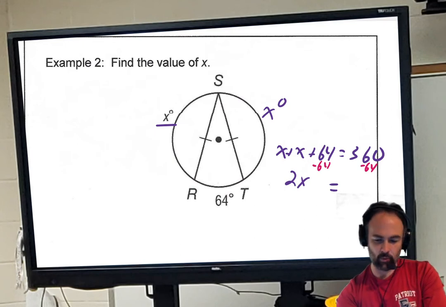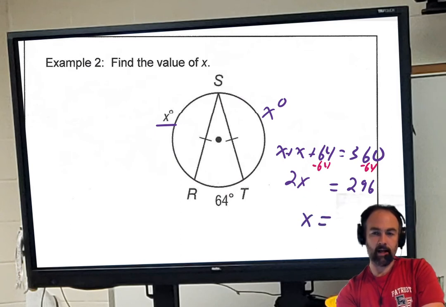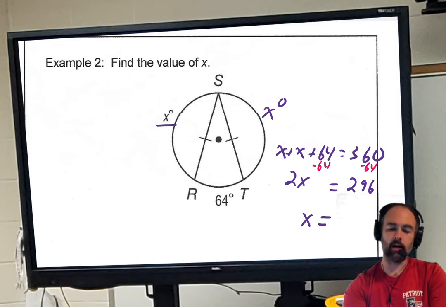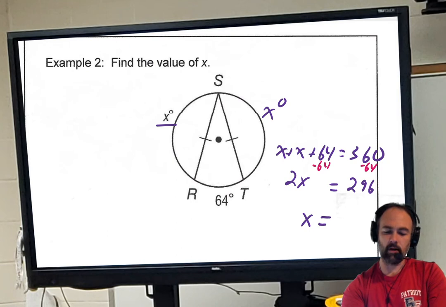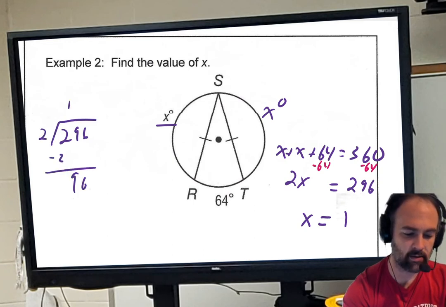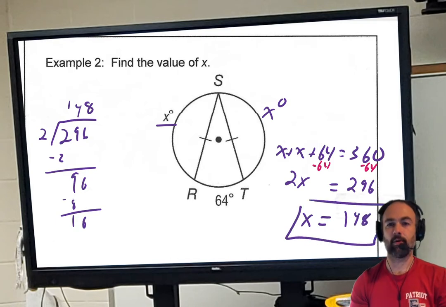360 minus 64 is 296. Now we're going to divide both sides by 2, and x equals, oh man, you know what? My pre-AP kids were razzing me the other day because I couldn't do this in my head. 296 divided by 2 is, you know what? Forget it. I'm just going to do it the long way. I don't have a calculator in front of me. There we go. x is 148. Hey, if you've got a calculator, hit the button. I just don't have the calculator.